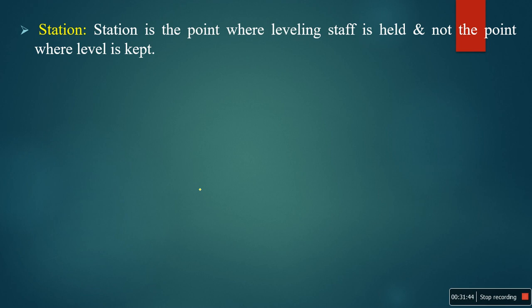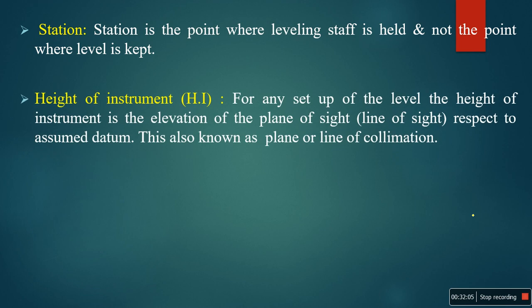The station is the point where the leveling staff is held. That is our station. The point where your leveling instrument is kept is not our station point. The staff is held with respect to ground level. These are the station points. Then height of instrument. For any setup of the level, the height of the instrument is the elevation of the plane of sight, or line of sight, with respect to the assumed datum.